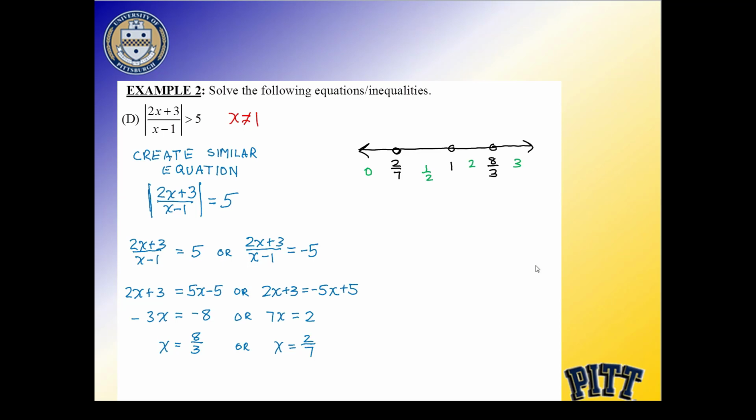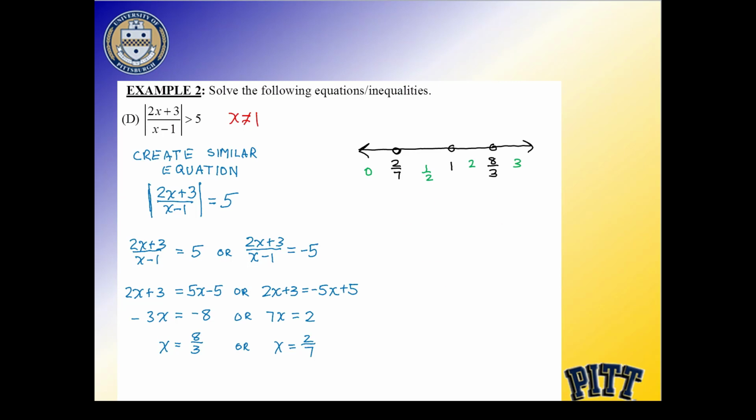From the far left region, I'm picking 0 because it's less than 2/7. I'm picking 1/2 because it's between 2/7 and 1. I picked the number 2 because it's between 1 and 8/3. And I'm picking 3 because it's more than 8/3. And I'm going to test each one of these in the original inequality. If it makes the inequality true, then I'm going to shade that part of the number line because that number worked, which means every other number in that region is going to work. And if it doesn't work, I'm not going to shade that region.